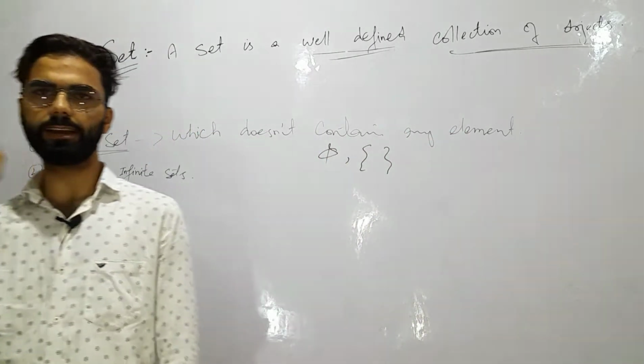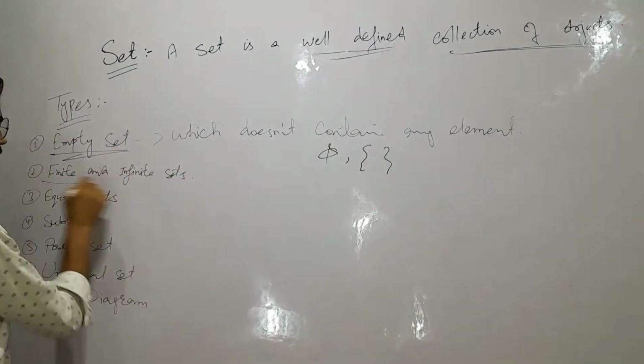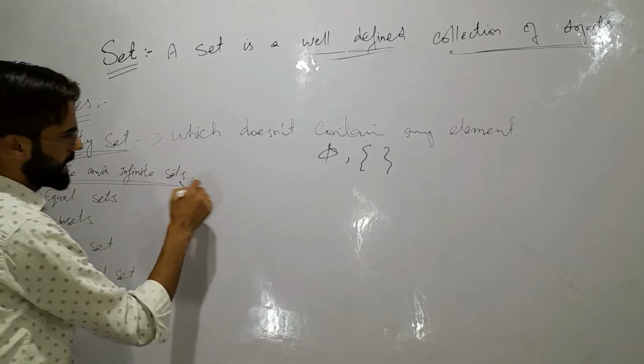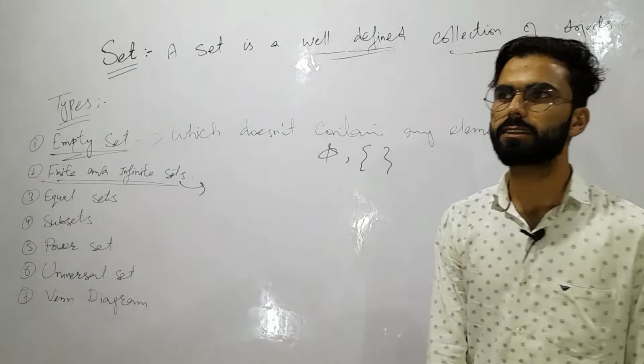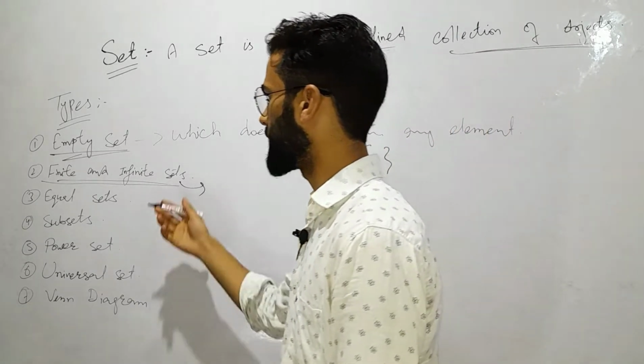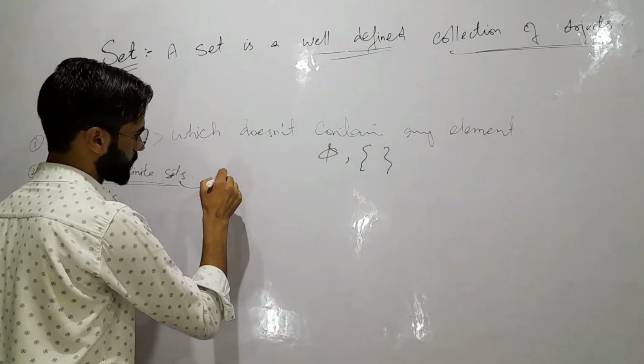Second one is finite or infinite sets. Finite sets are those sets which contain a finite number of elements.